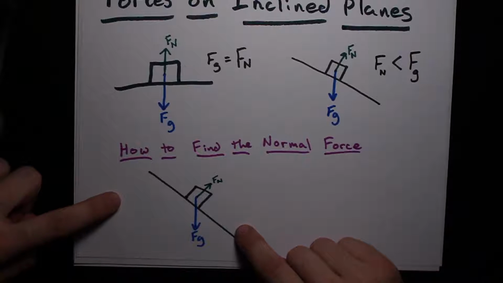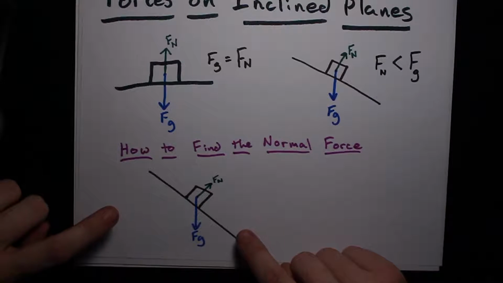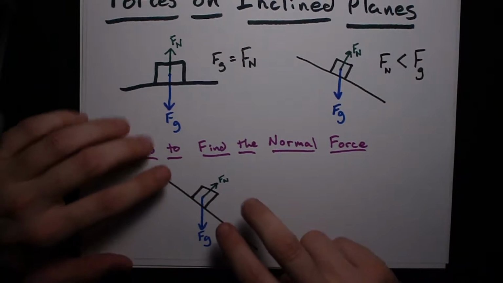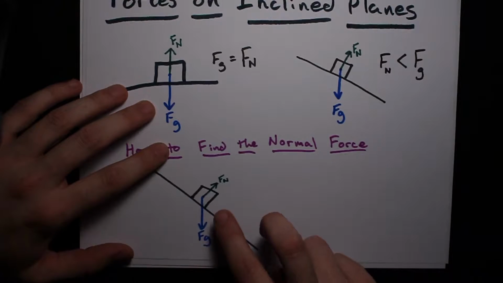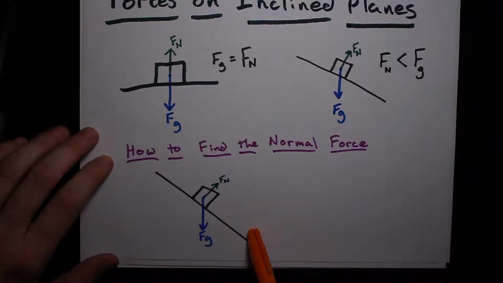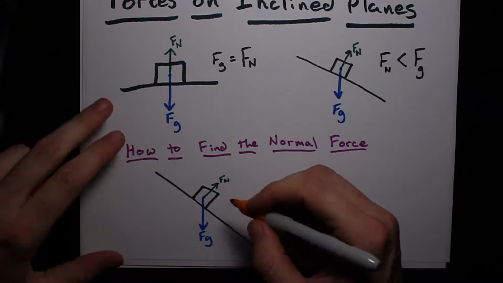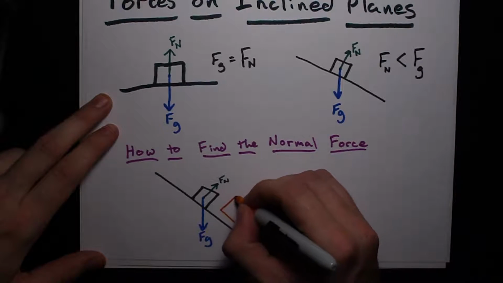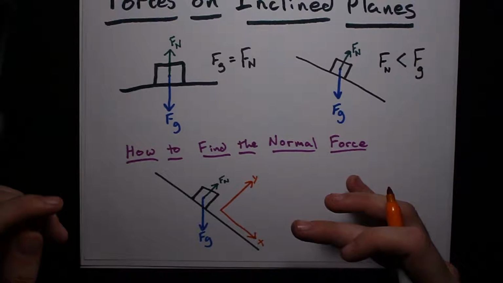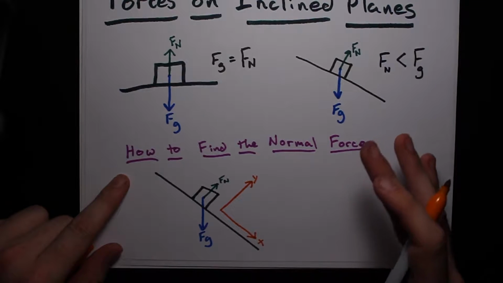Alright, so the first thing you need to do is set up a coordinate system on this plane. Now, since this plane is not flat, you're going to have to tilt your coordinate system to match this angle right here. The x going down the plane and the y being perpendicular to the plane, like so. So we switched up the typical coordinate system for this problem. And this is actually going to end up being very helpful.